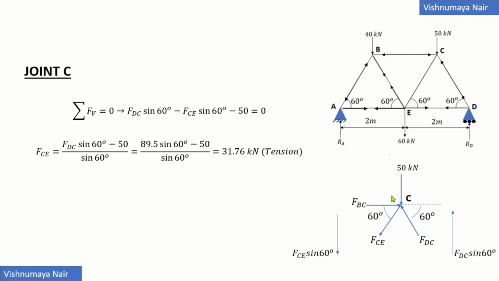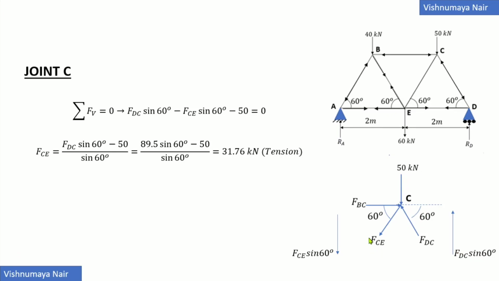Let's analyze the joint C. At this joint, we have a load 50 kN and forces FBC, FCE and FDC from the members BC, CE and DC respectively. We already know the values of FBC and FDC, and both FBC as well as FDC are acting towards the joint C. The only unknown here is FCE, and let's assume its direction to be going away from the joint C like this. Before considering the equilibrium of the forces at this joint C, we'll have to resolve the forces FDC and FCE into their horizontal and vertical components.